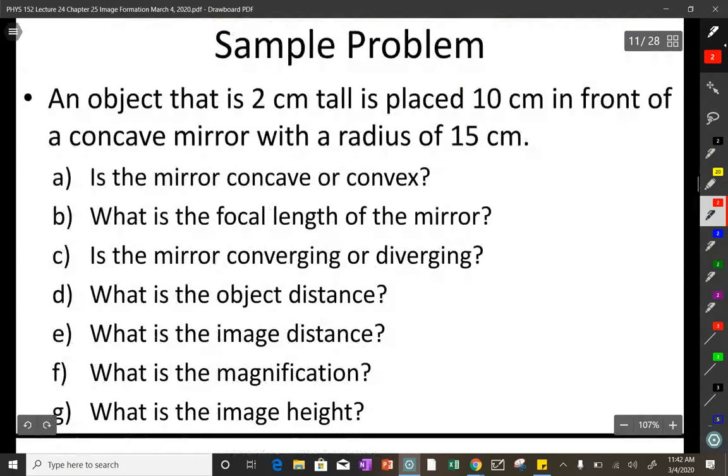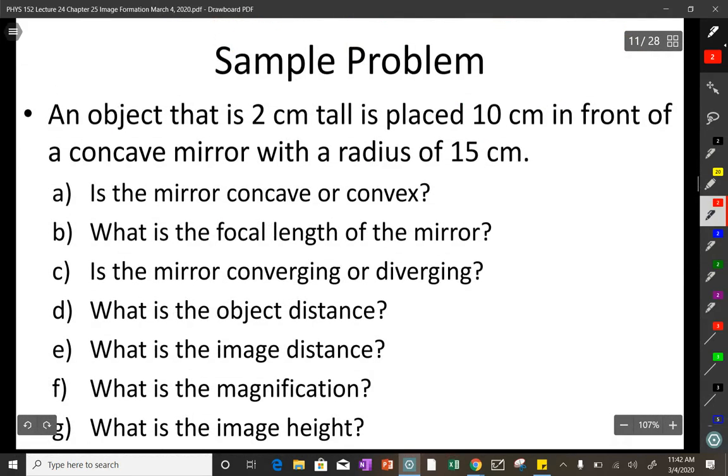Now that's a plane mirror. Here's something that's not a plane. An object that is 2 centimeters tall is placed 10 centimeters in front of a concave mirror with a radius of 15 centimeters. Is the mirror... Obviously, I put these questions in before I added that. It's concave. I was going to go with if the radius is positive, it's concave, and I figured I'd better be explicit and forgot to take out that question.